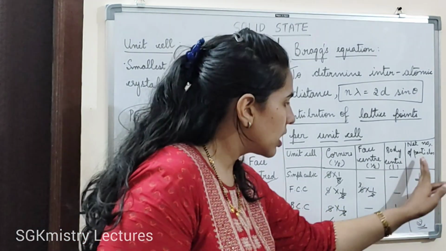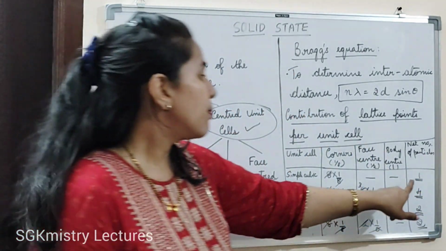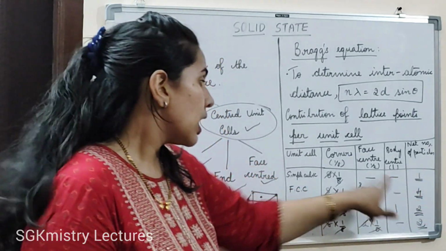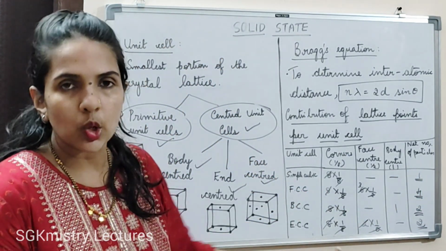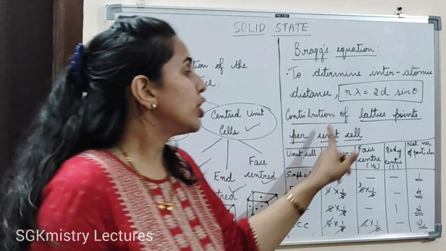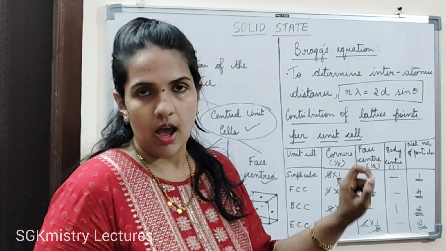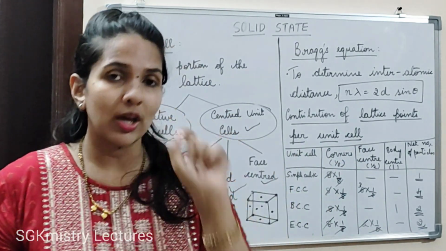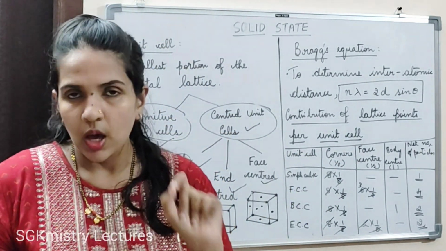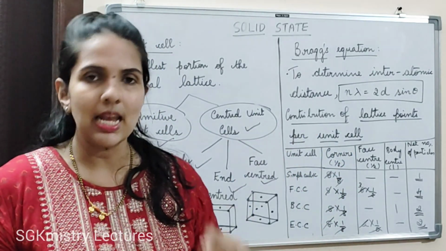So this column gives you the exact number of particles that belong completely to those particular unit cells. This is how we calculate the contribution of the lattice points per unit cell: how much of that particular atom or particle completely belongs to the unit cell in which it is present.